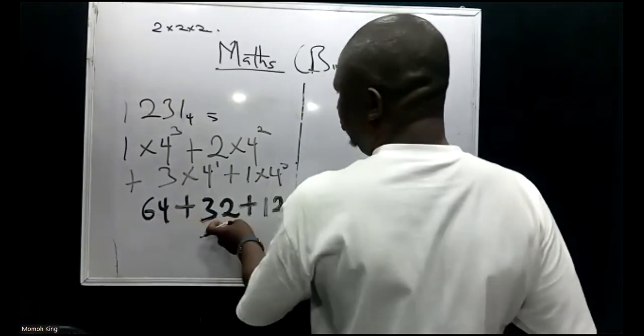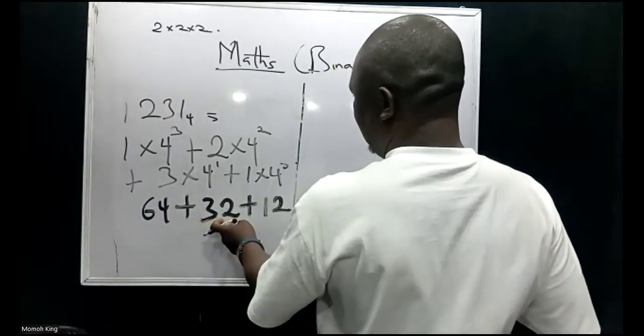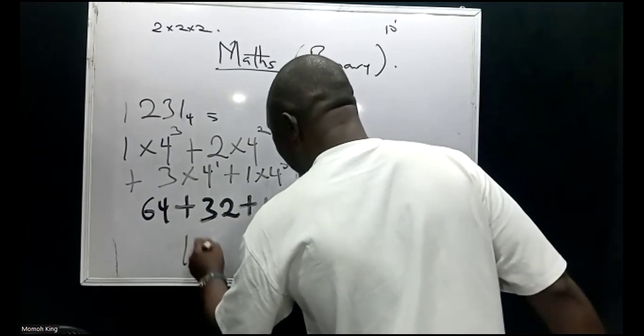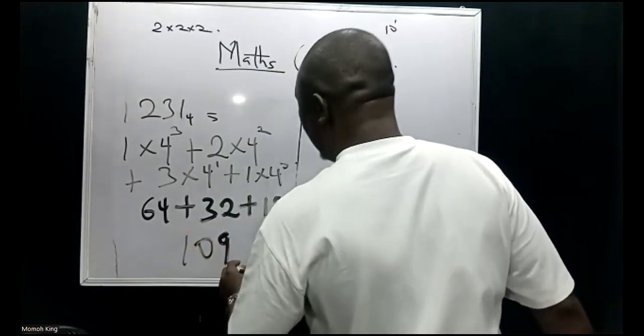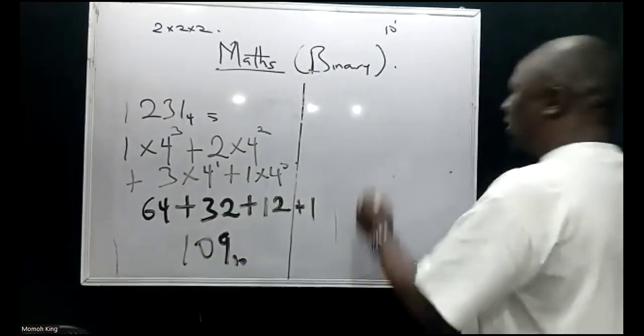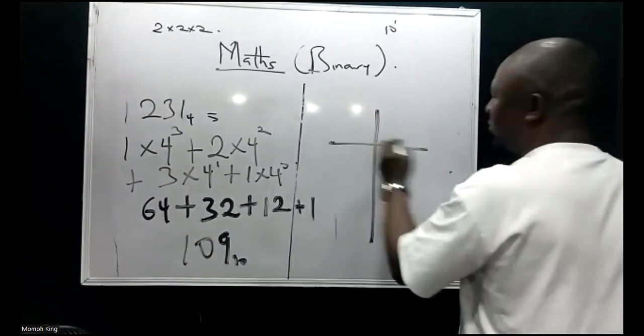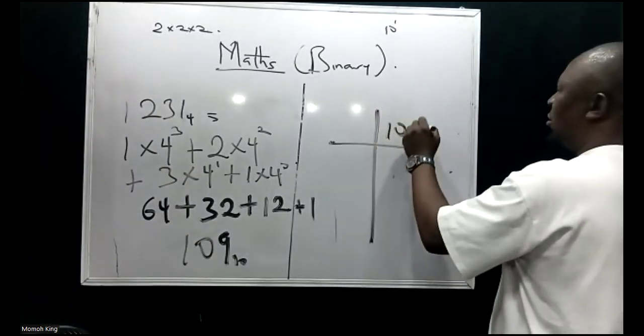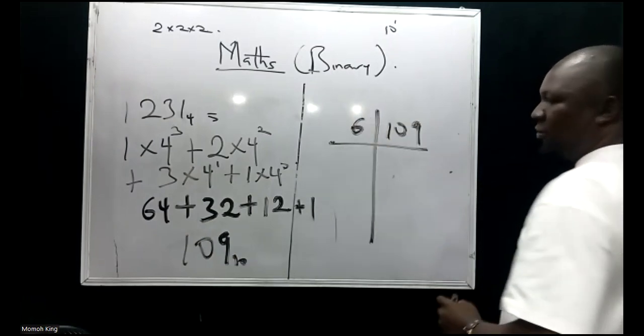64 plus 32 is 96, plus 12 plus 1 is 109. Are we right? This is base 10. Therefore, now you quickly convert that base 10, 109, to base 6. You get?